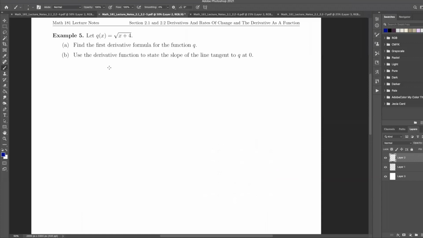So let's do this. So here we're at square root of x plus 4. So q prime of x is equal to the limit as h goes to 0. Let me write out the formula. q of x plus h minus q of x all over h, which is equal to the limit.